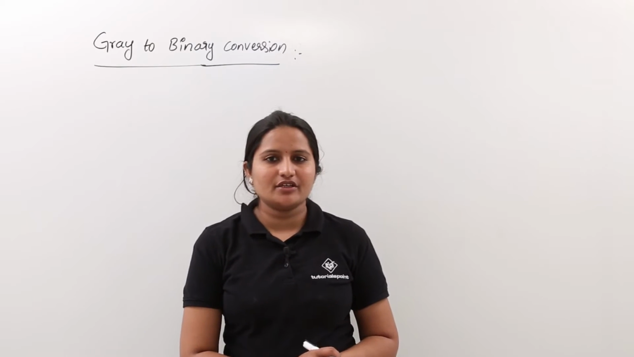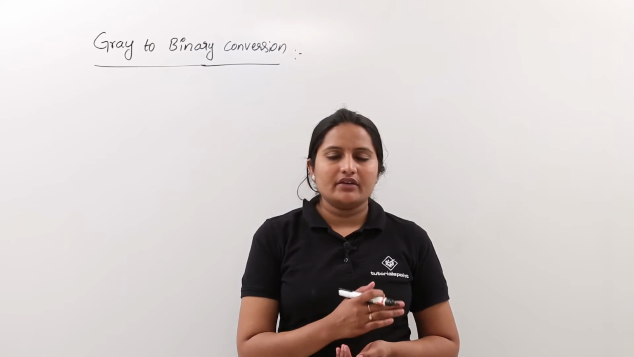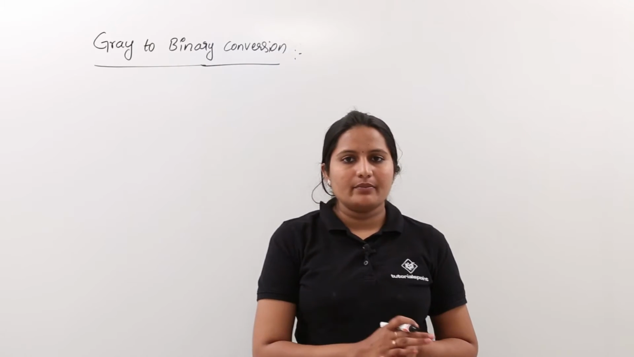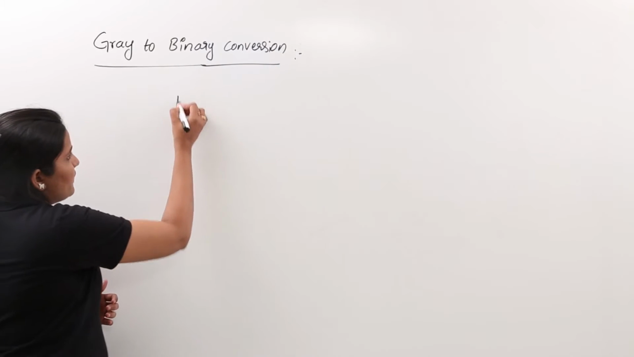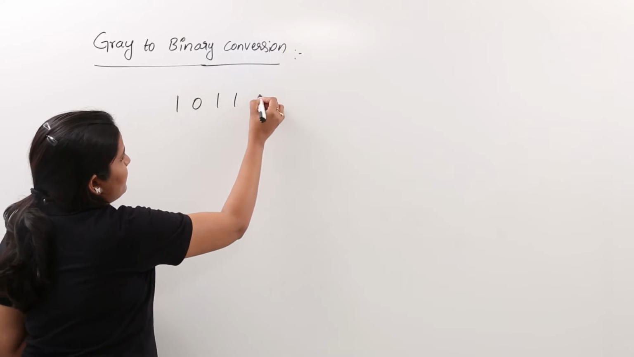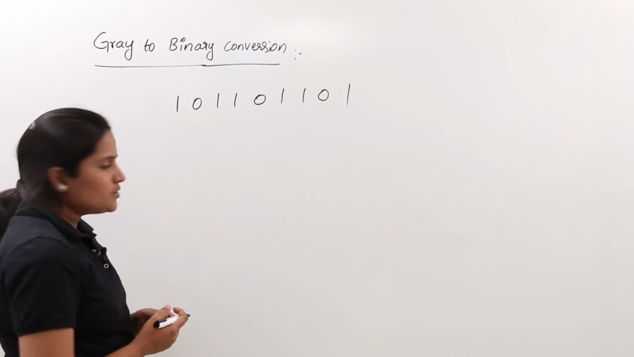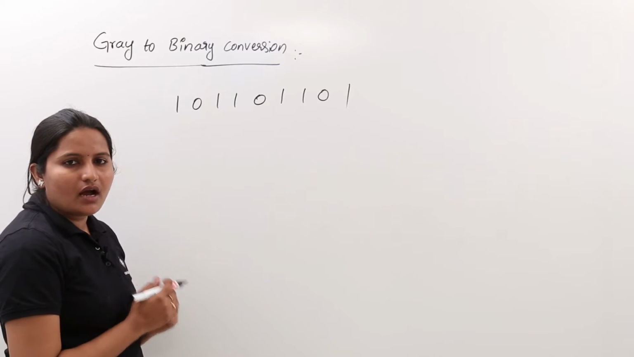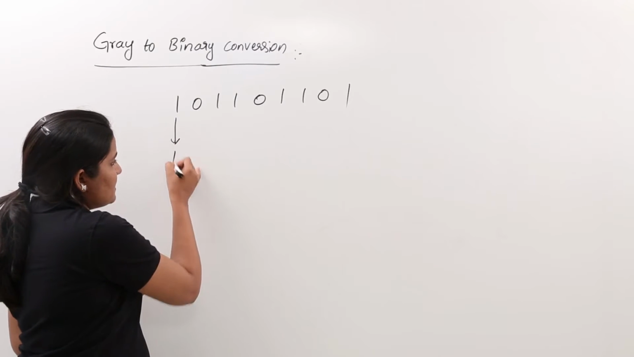In this class we are going to discuss gray to binary conversion. In previous classes we discussed binary to gray conversion. For example, if anyone gives us some gray code, so this is your gray code. If you want to convert it into binary, the process you have to consider is that the first bit you need to take as it is.